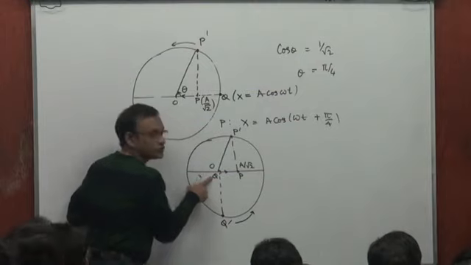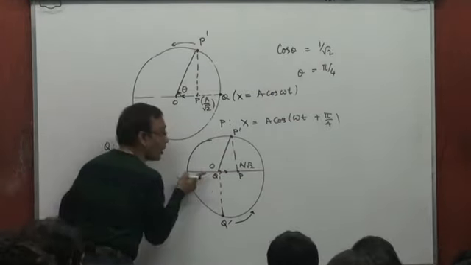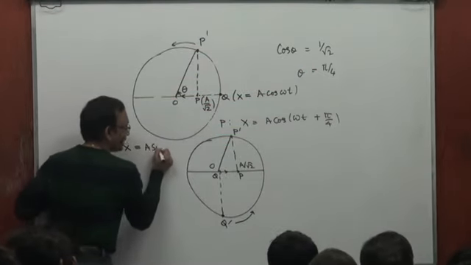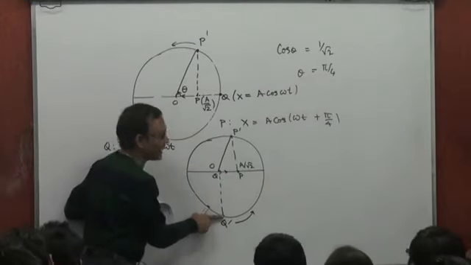Now, what's the motion of Q? At time t equal to 0, x is 0 and Q is moving rightwards. So Q is described by x equal to a sine omega t. And the auxiliary particle of Q is Q prime.